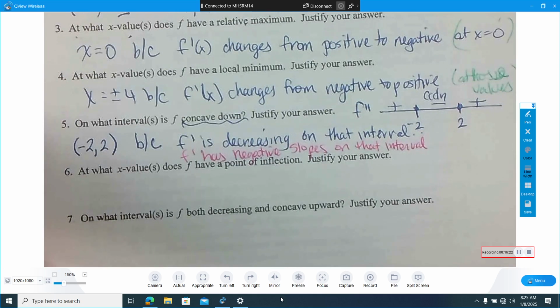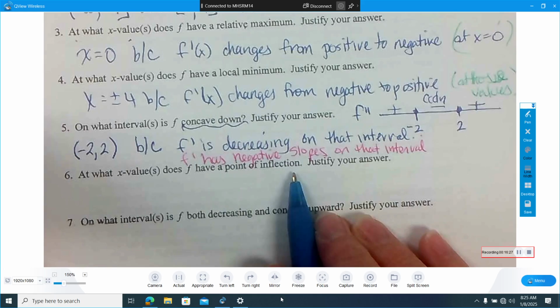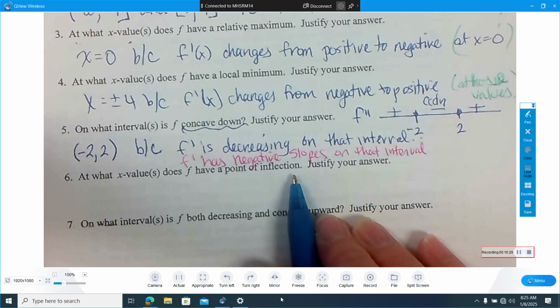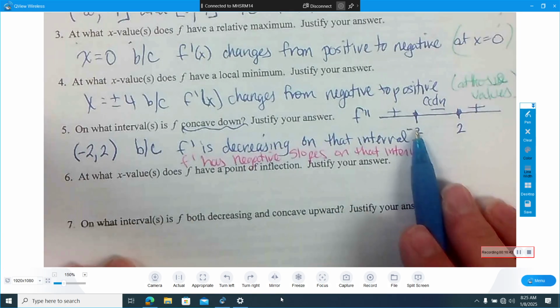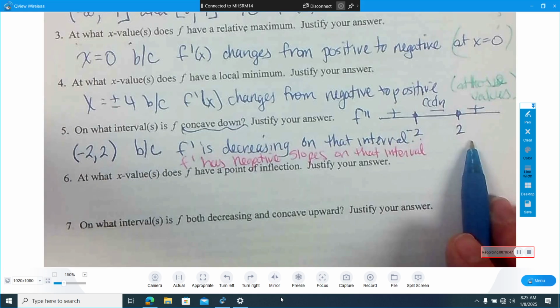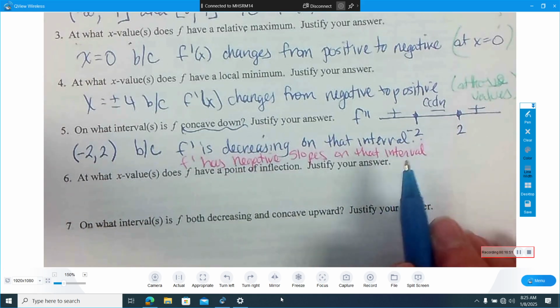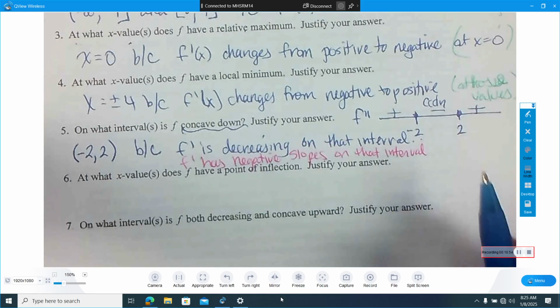All right. At what x values does f have a point of inflection? When do we get a point of inflection? Not specifically, not enough. That is part of a condition of being a point of inflection. So -2 and +2 are possible points of inflection. Yes, it does have to change sides. So it does have to change from increasing to decreasing.